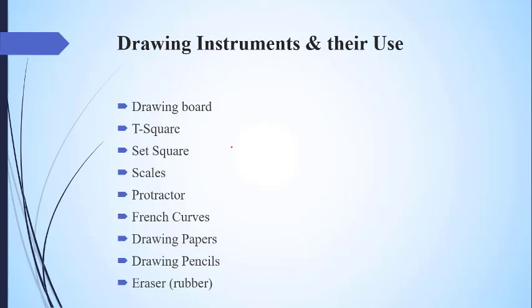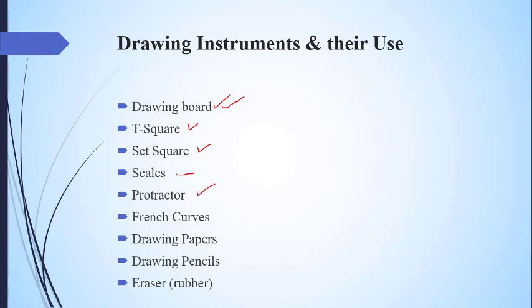The list is given. First, it's given what a drawing board is, how it can be used, and what types of drawing boards are provided. So the drawing instruments and their use we will see one by one. That is drawing board. The other one is T-square. What is T-square and how it can be used? The third one is set square and how it can be used. The fourth one is scales, how they can be used, and types of scales.